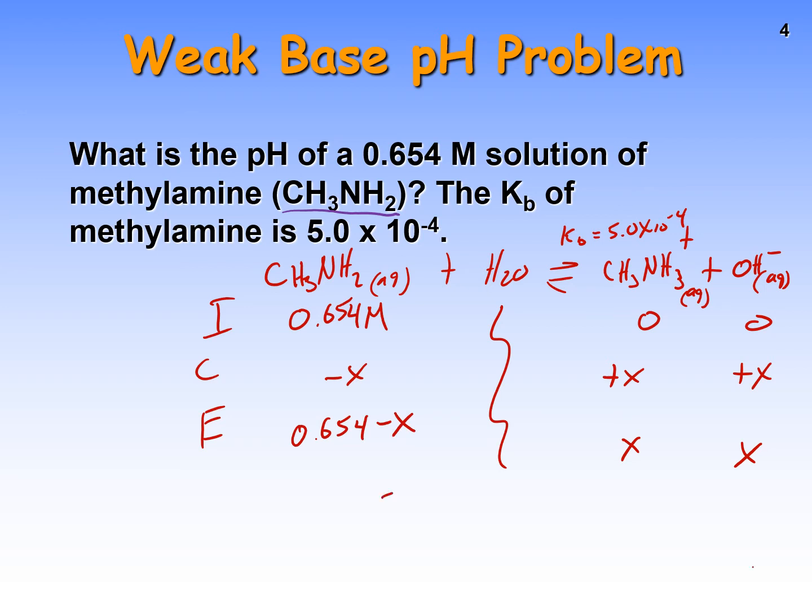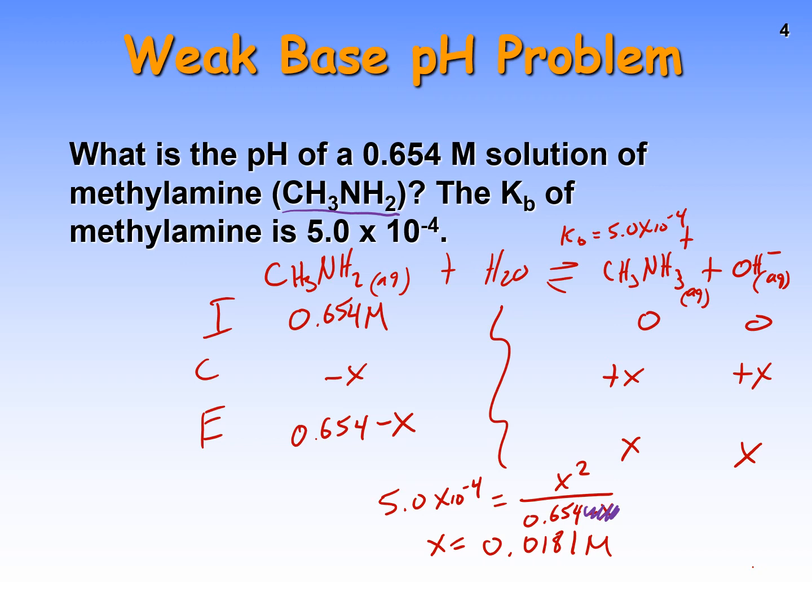We can set this all equal to our Kb. 5.0 times 10 to the negative 4 is going to be equal to x squared all over 0.654 minus x. I'm going to use that 5% rule here, get rid of that, and solve for x. And if I do that, I get that x is equal to 0.0181 molar.